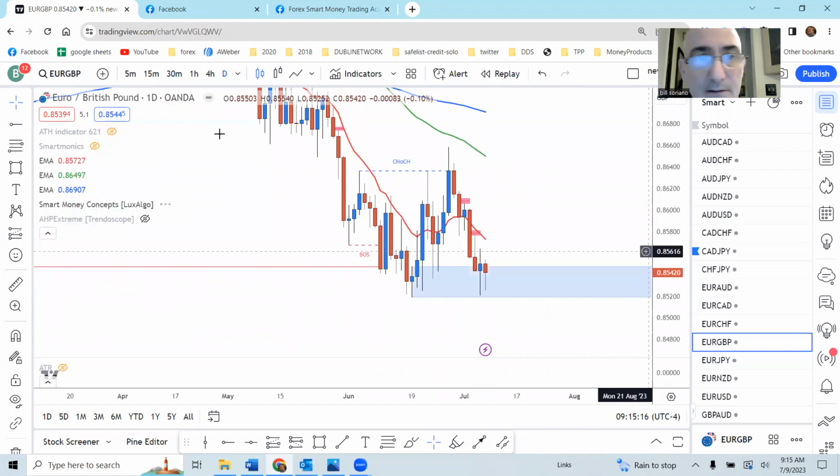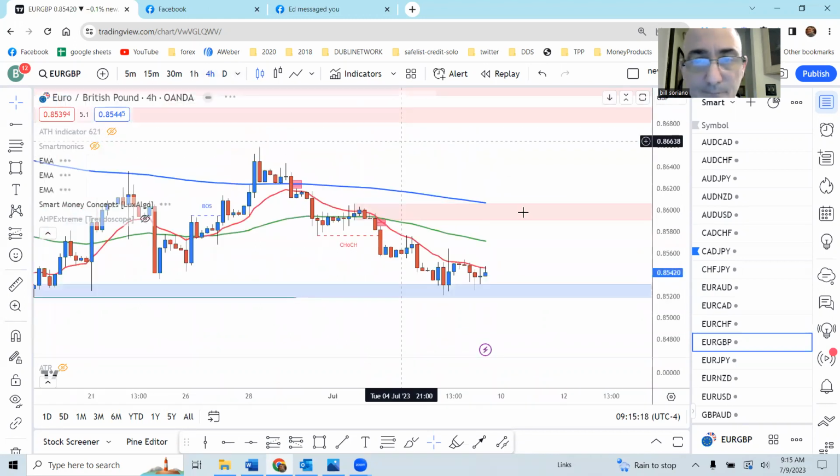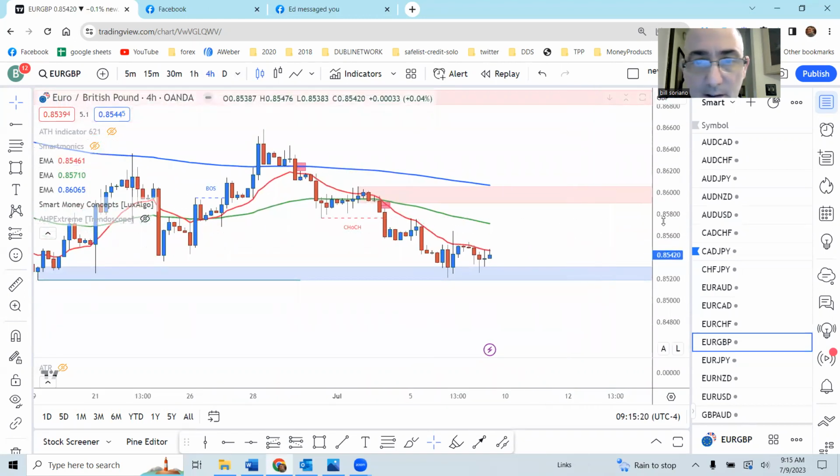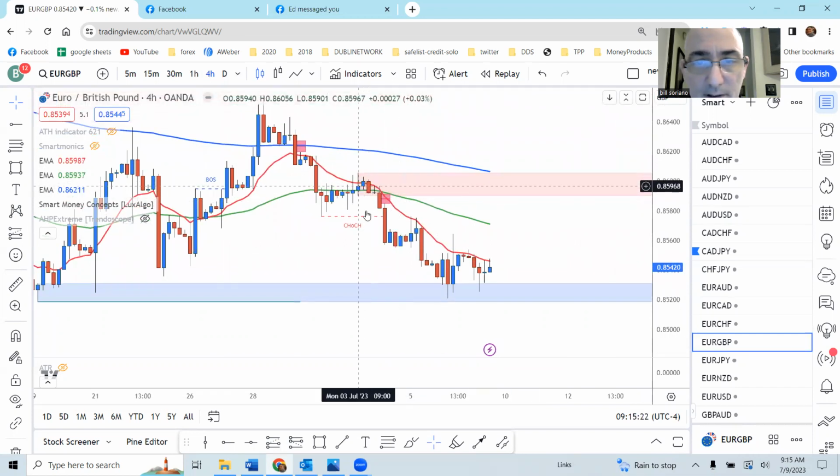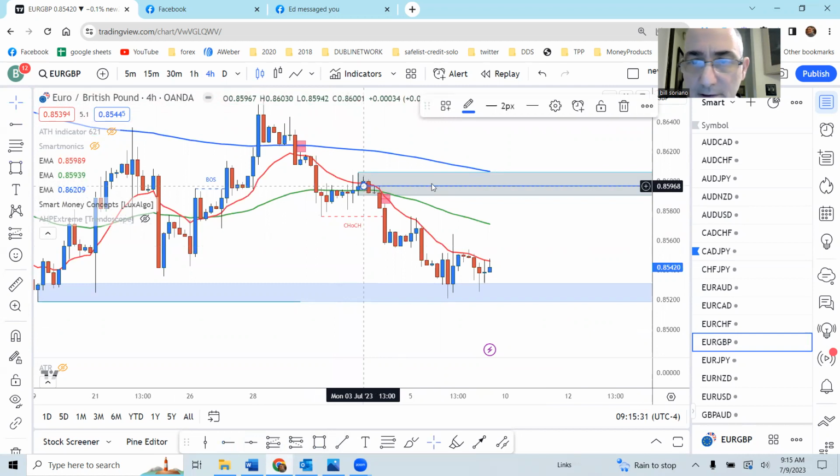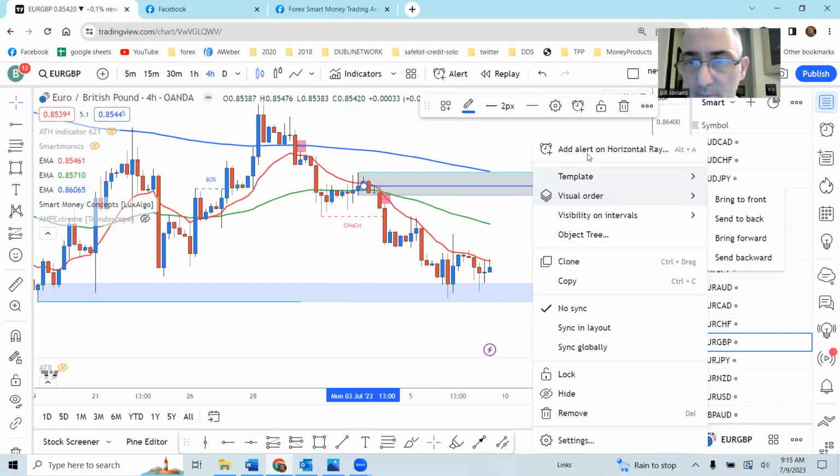Okay, so the daily on this one is bearish. And again, we have a nice order block right here that the indicator is giving us. And our point of interest would be right there at the open of that banker candle.